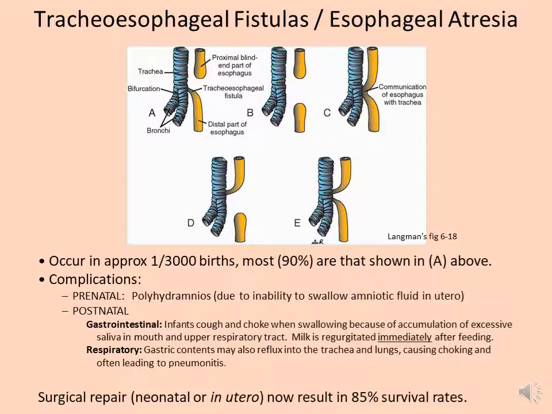So what is the frequency of occurrence of TOF? It occurs in approximately 1 in 3000 births, and most common type of TOF is the one which is seen in figure A, in which the distal part of the esophagus is opening into the trachea, whereas the proximal part is ending blindly. TOF is associated with prenatal and postnatal complications. Prenatal complications are polyhydramnios, whereas postnatal complications can be GI associated and respiratory system associated. Surgical repair results in 85% of survival.